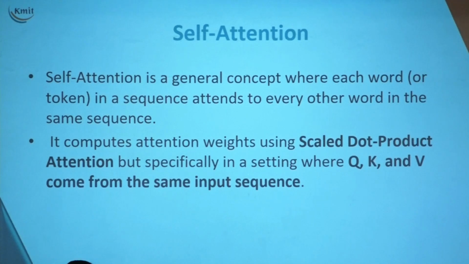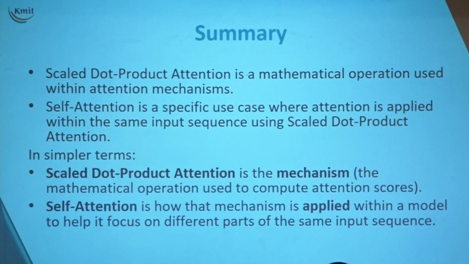Now, a summary of what we have been working on till now. Scaled dot product attention is a mathematical operation which is used within the attention mechanism. Self-attention is a specific use case where attention is applied within the same input sequence using scaled dot product. So in a nutshell, scaled dot product attention is the mechanism, meaning the mathematical operation that you are using, and self-attention is how you are applying that mechanism.